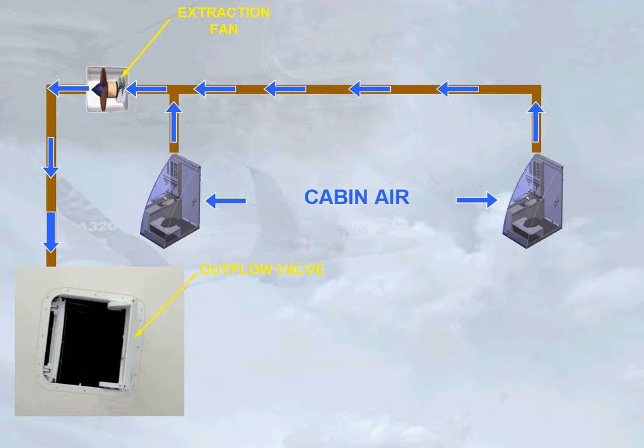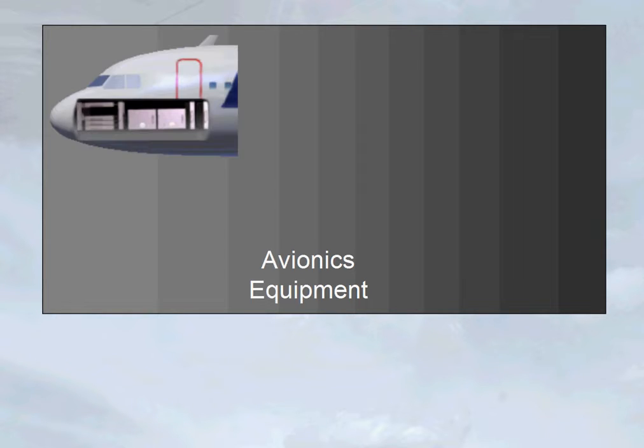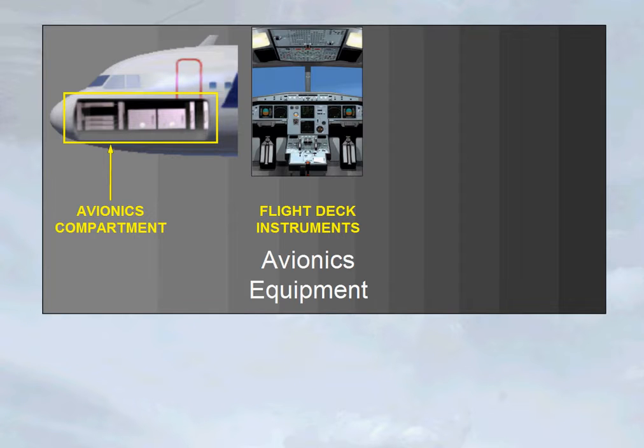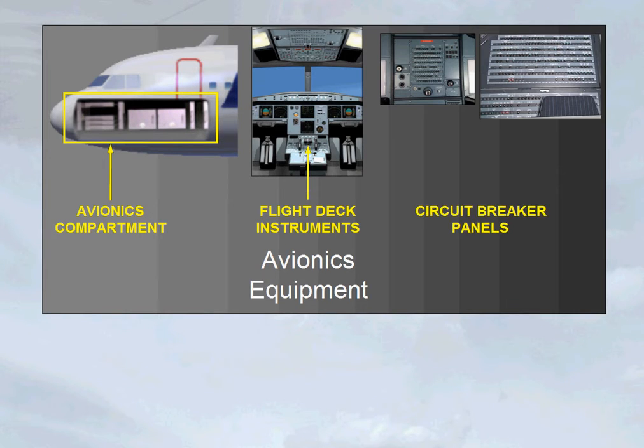Now let's look at the avionics ventilation system. The avionics ventilation system provides cooling air for the avionics equipment. This equipment includes the avionics compartment, the flight deck instruments, and the circuit breaker panels.